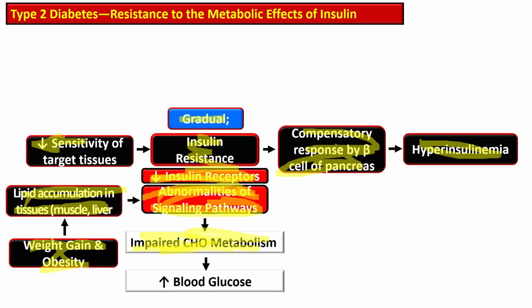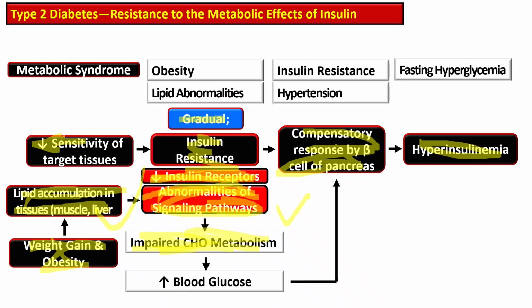So there are fewer insulin receptors and lipid accumulation in the target tissue, in the muscle and liver, and there is disruption of the insulin signaling pathway. So there is a condition of chronic low-grade inflammation, and this is the process by which this compensatory hyperplasia occurs in the pancreas in type 2 diabetes mellitus.